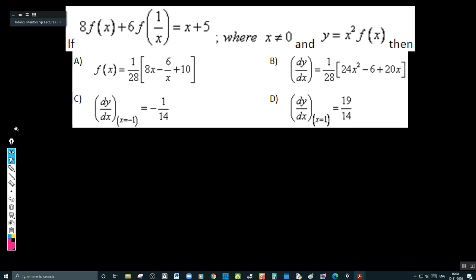Now, the next question, please. 8f of x plus 6f of 1 by x is equal to x plus 5. Replace x by 1 by x and then solve them. That's all. Solve it and tell me the options, please. You can do that. And it is given that y is equal to x square into f of x. He has given one more here. We have to check it out.